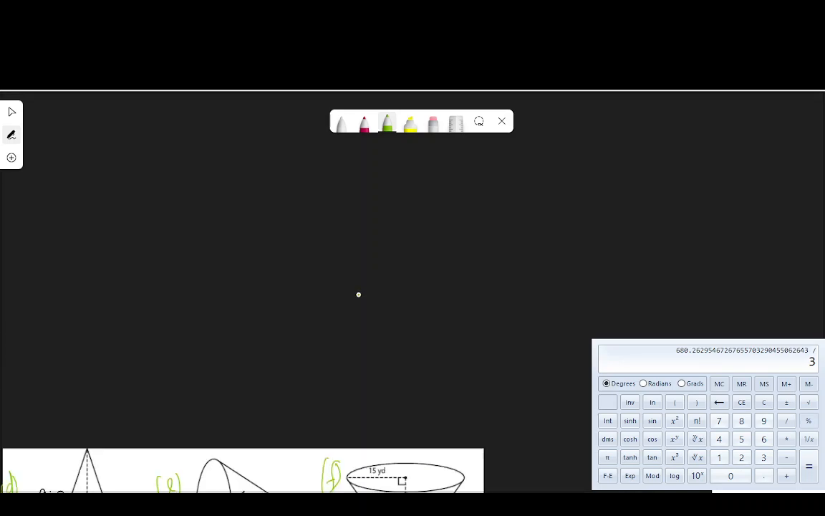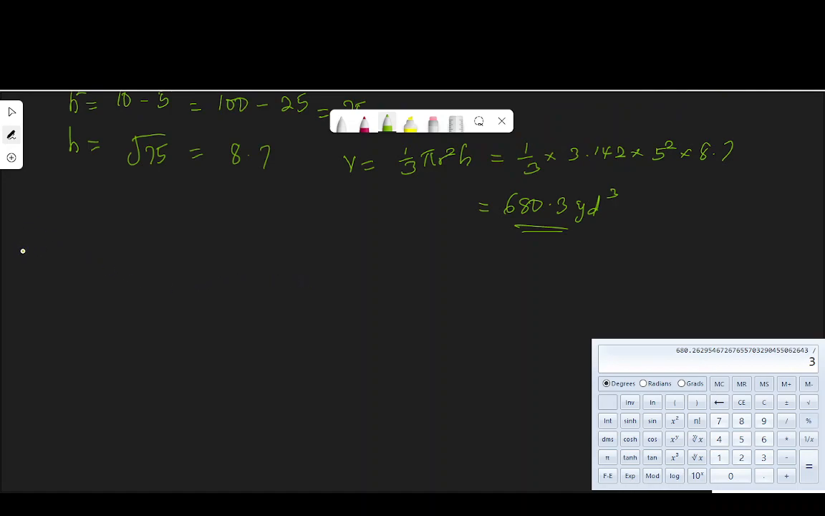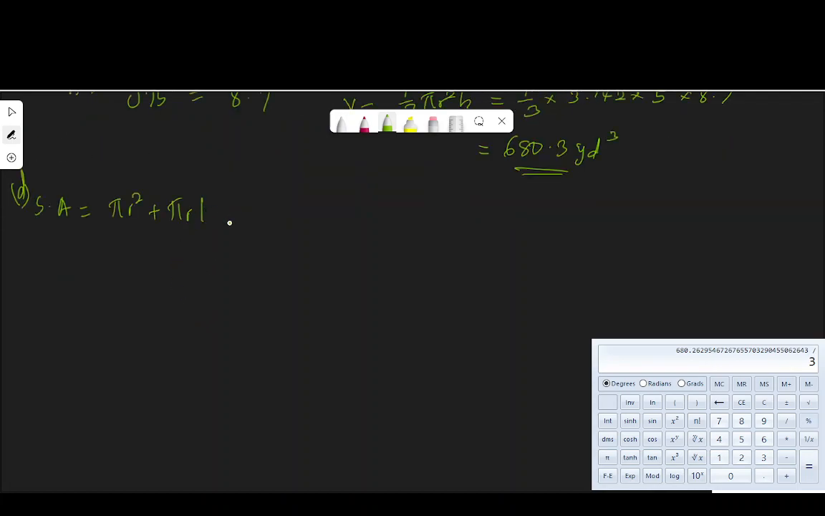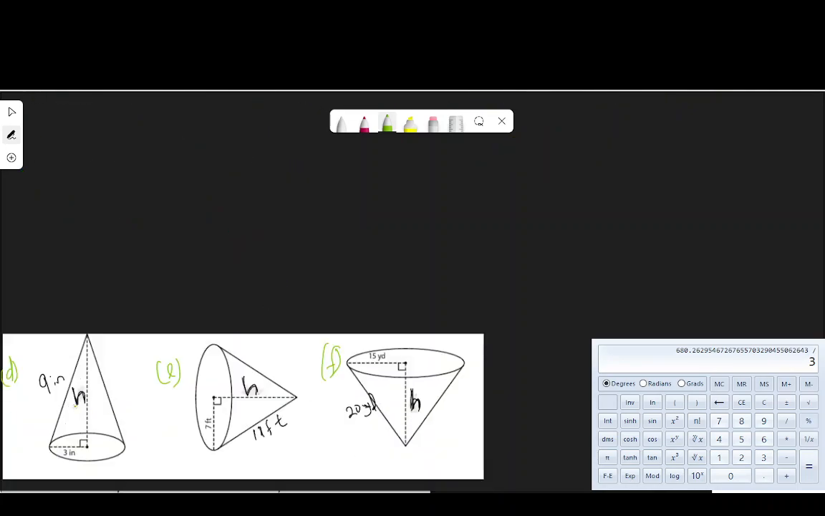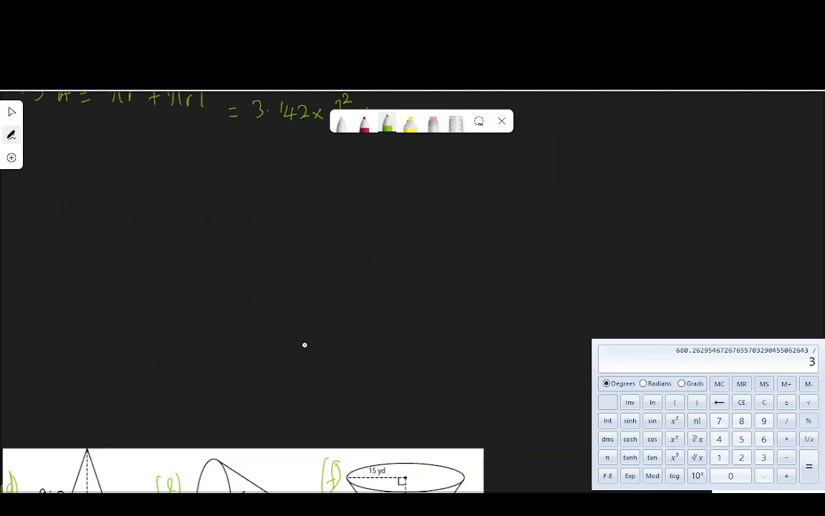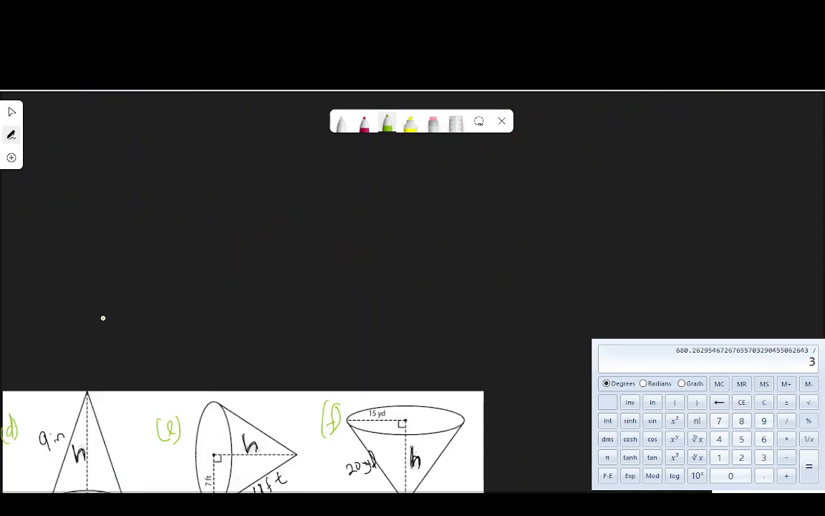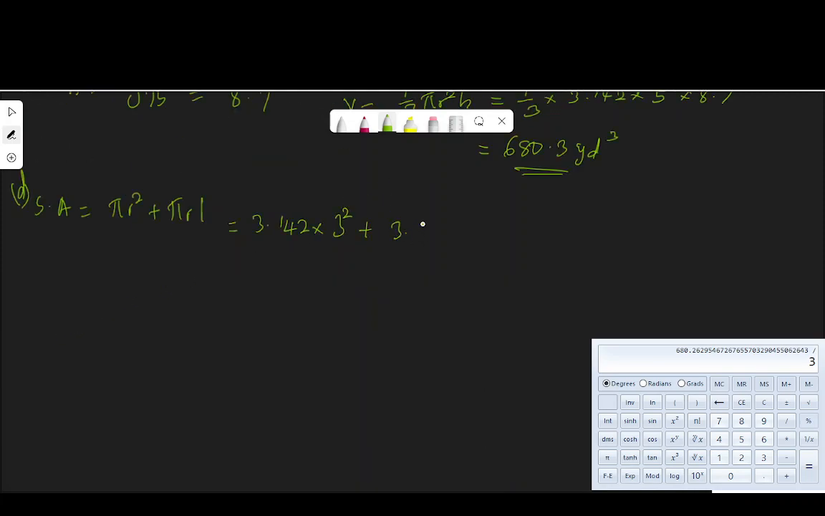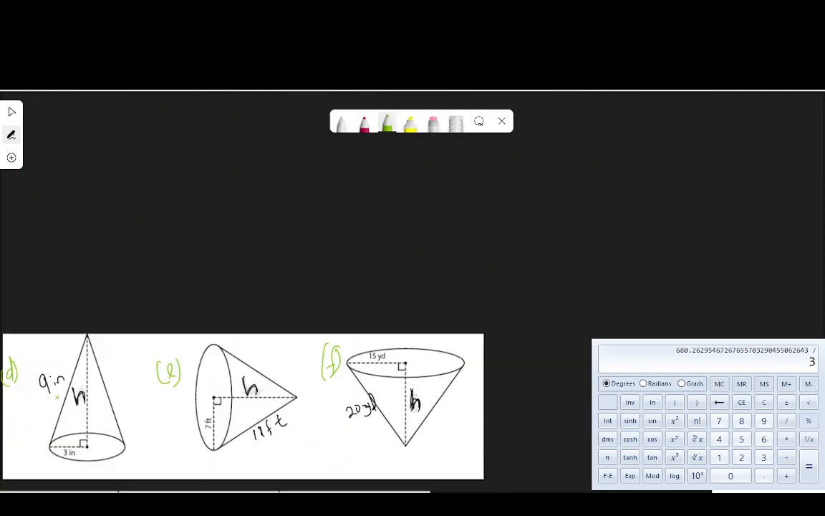So for D, the surface area SA is equal to pi r square plus pi r L. And pi is a constant, which is 3.142, times the radius of this. The radius is 3 inches. 3 square plus the slant height is 9. I have 3.142 times the radius again, which is 3, times the slant height, which is 9, right here.